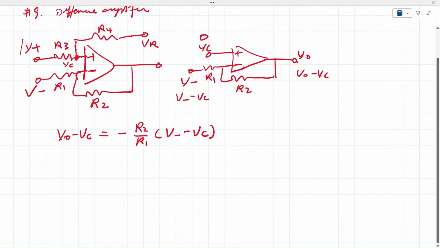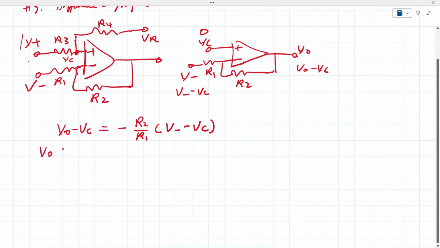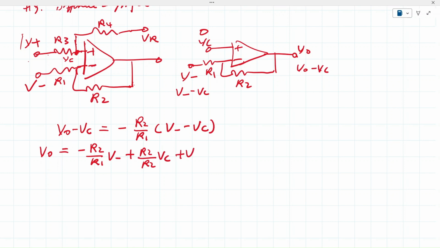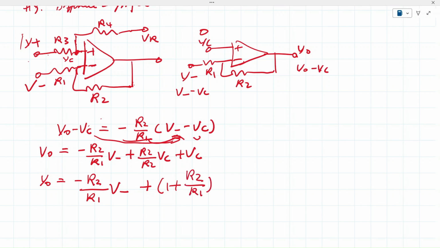Okay, so we can start from here, and we know V out equals minus R2 over R1 times V minus, plus R2 over R1 times VC, and plus VC. We distribute this into the bracket here and move the VC from this side to the other side. And the V out, we can combine as minus R2 over R1 times V minus plus 1 plus R2 over R1 times VC.